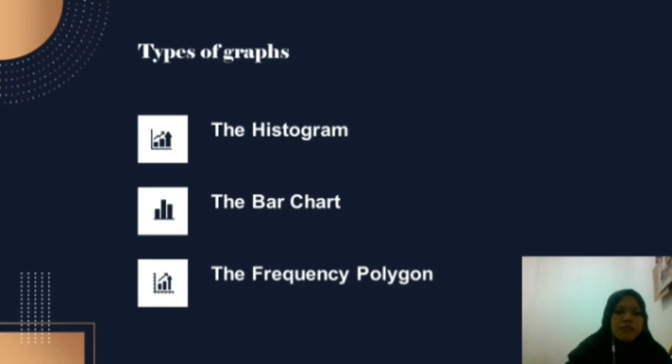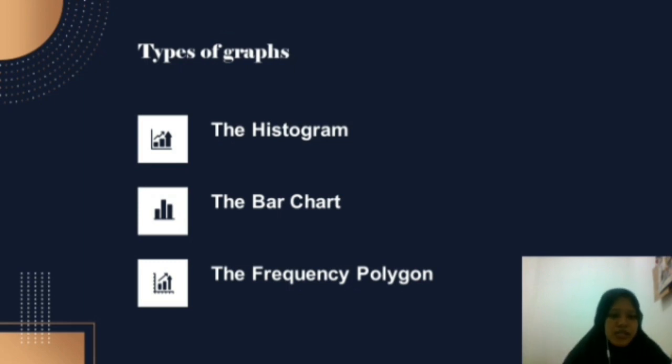The second one is the bar chart. The bar chart is similar to a histogram except in that it is drawn only for categorical variables. Since it is used for categorical variables, therefore it is drawn with space between the rectangles.